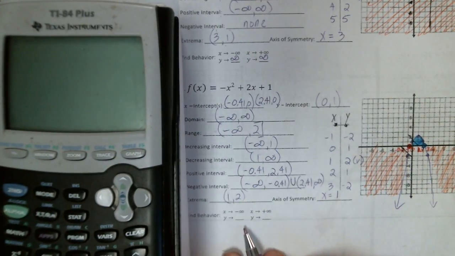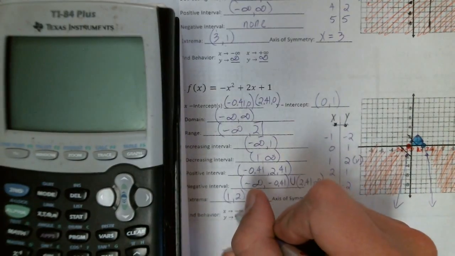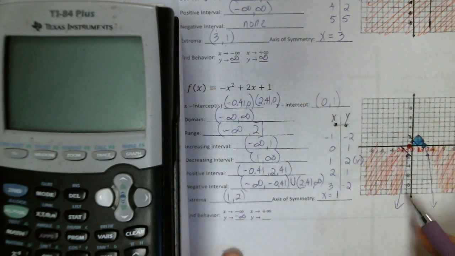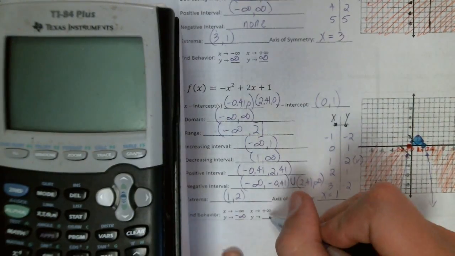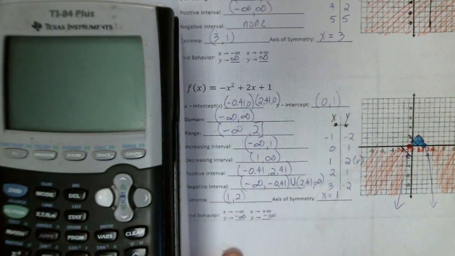Now my end behavior, where are both of my arrows pointing for the y's? They're both pointing down. So the end behavior, when I finally get to the end of the rainbow, I'm headed towards negative infinity down here on the left, negative infinity down here on the right. So negative infinity to negative infinity.